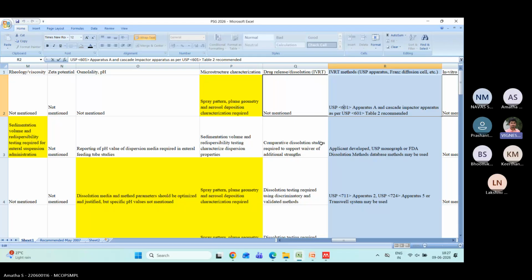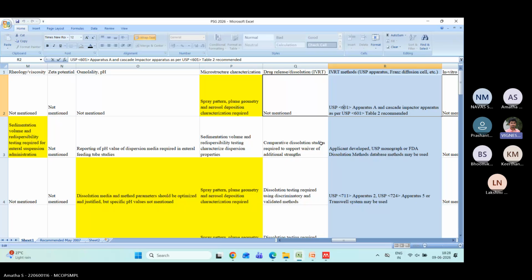I hope you all understand how to do data extraction. If you have any doubt, you can ask at this stage. Then we will move to data management, risk management. Anyone, any doubt in data extraction? Nothing. You have to read the paper.